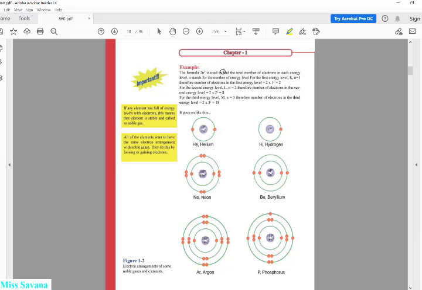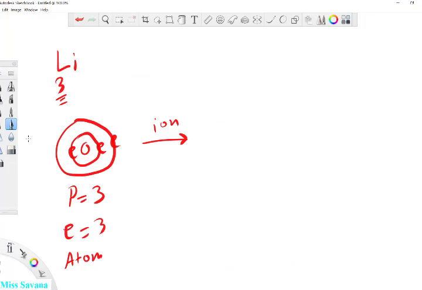Is it look like the helium, or is it look like the neon? What do I mean by that? I mean, what do you guys think? Should I? Let me do it in different color. Should I gain 7 or should I lose 1?